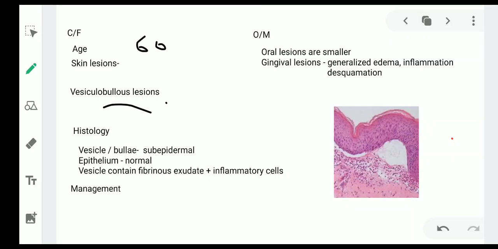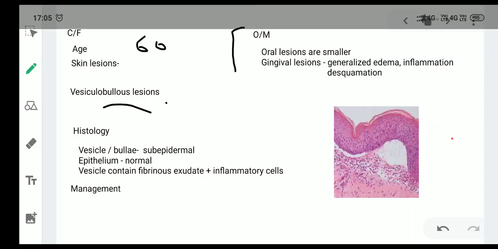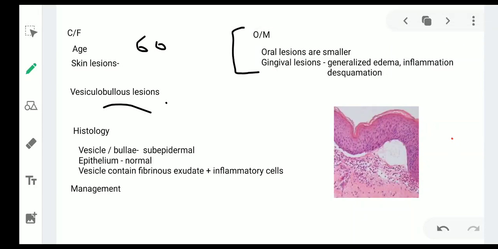These are the oral manifestations regarding bullous pemphigoid. This is the histological diagram. There is a subepidermal bulla. So this is the epidermis and this is the connective tissue. Here the vesicle is formed. This is the subepidermal bulla. The epithelium is normal and the vesicle may contain fibrinous exudate and inflammatory cells. Management is basically systemic steroids.